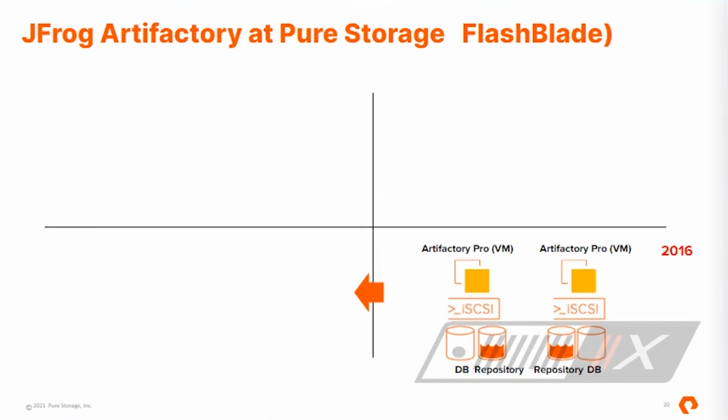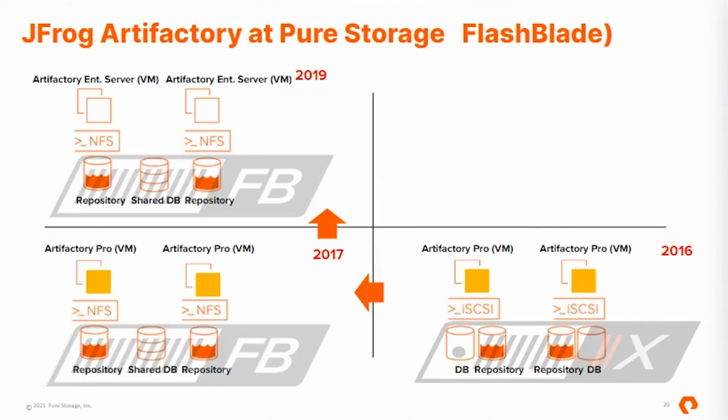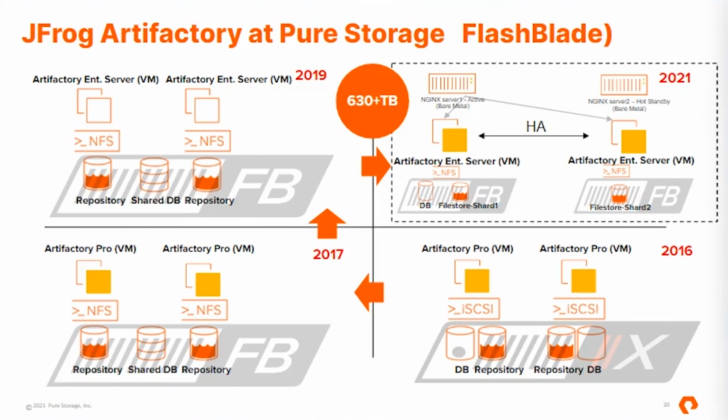And then this is the slide where I would talk about the journey that we as a company, Pure Storage, have taken. If you notice, we started off in 2016, the first implementation using iSCSI on a FlashArray. This is another product we had over iSCSI. And then we started to move on to a FlashBlade in 2017, which is obviously still using Artifactory Pro. But we moved on to Enterprise in 2019. And then we are working in a sharded environment over NFS today.